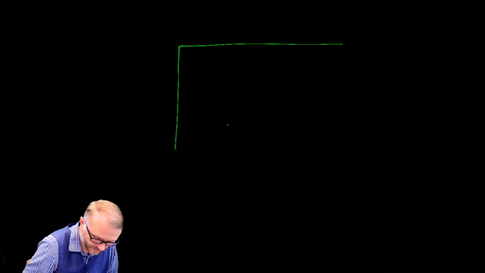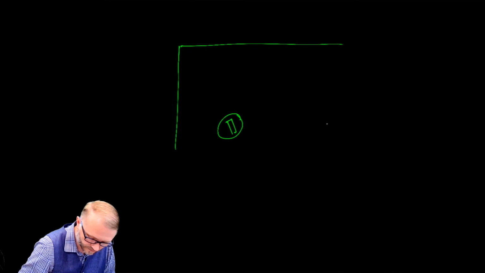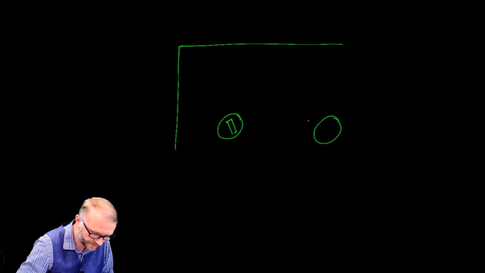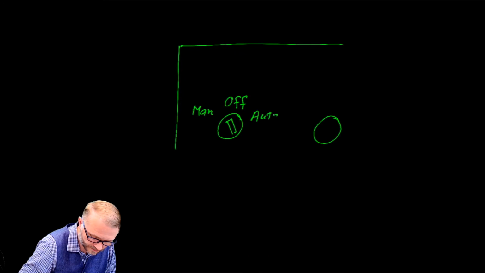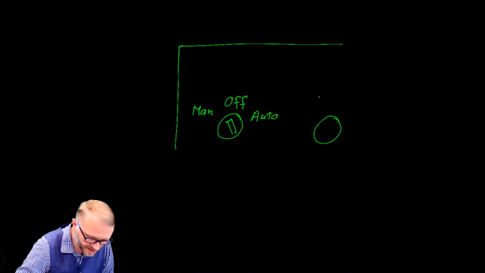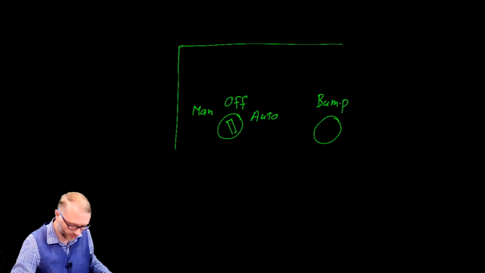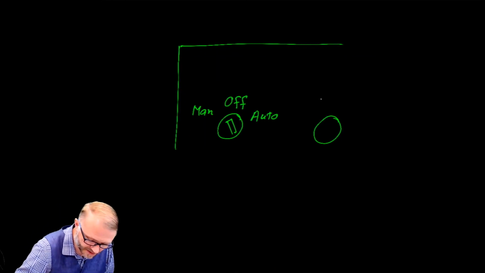Let's draw a picture of the control panel. So we have a switch here, and we have a push button. The switch has 3 positions. There's manual, off, and auto. And the push button is labeled bump. Or if you prefer, we could label that jog.